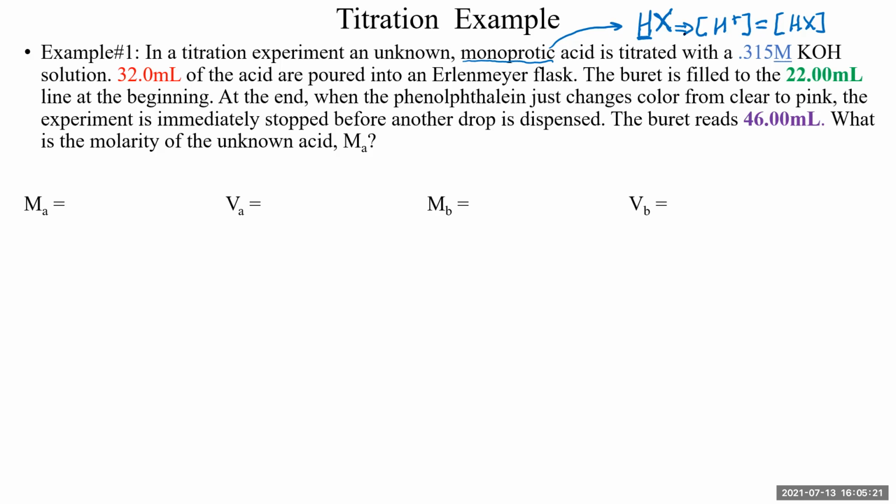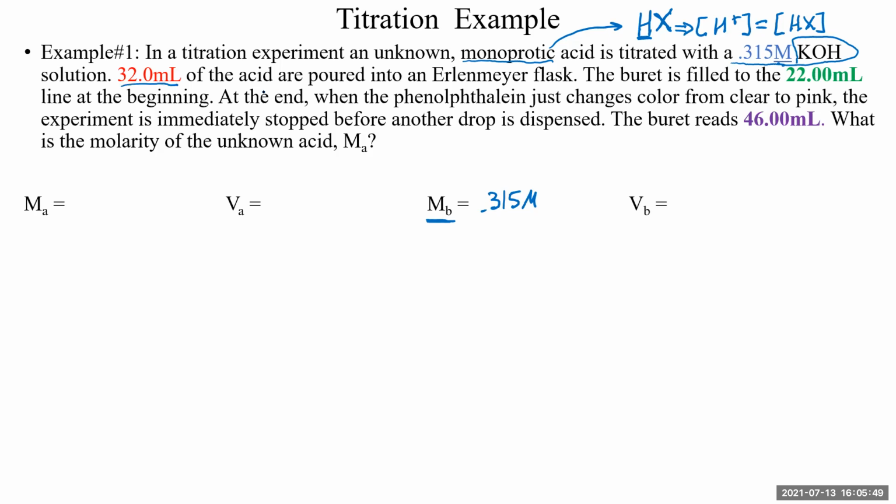Okay, so this monoprotic unknown acid is titrated with a 0.315 molar potassium hydroxide solution. This is our base. It is given, and so this is the molarity of our base. Molarity, base, 0.315 molar. I'm going to write that in. Potassium hydroxide, of course, is our base compound. Hydroxide is a base. It's a strong base.